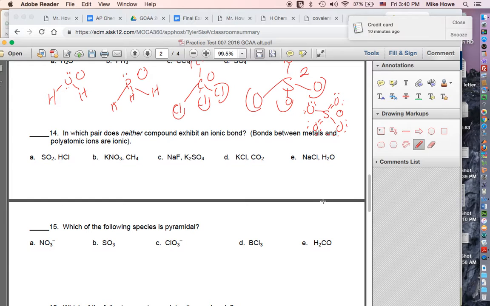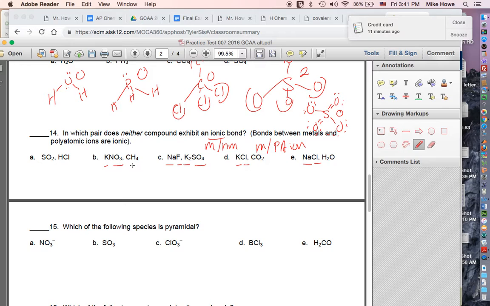Okay, in this case, ionic bonds, ionic means metal and nonmetal, or metal and polyatomic ion. So you want neither compound to have an ionic bond. So this is a metal and a nonmetal, so that's ionic. Metal, nonmetal, that's ionic. Metal, polyatomic ion, that's ionic. So all 4 of those have at least one ionic compound.